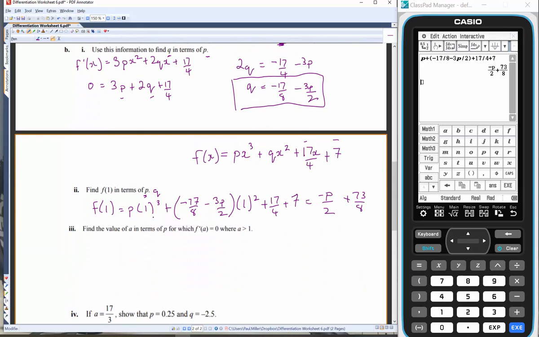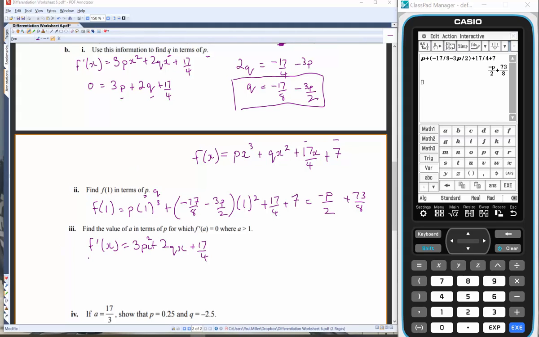Find the value of A in terms of P for which f dash A equals 0. Find the value of A in terms of P. All right, so what we're going to do here is, f dash x is equal to 3p x squared plus 2q x plus 17 on 4.